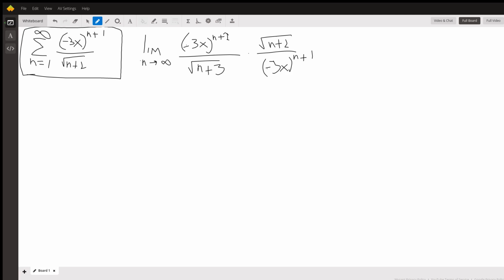So you're going to need 3 tests. Normally with these problems where you're looking for convergence, you're looking for the values of x that will help this series converge.